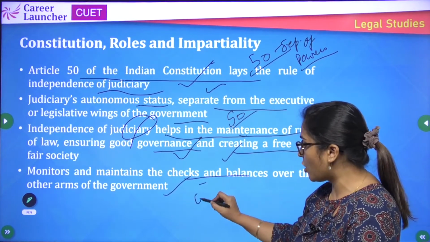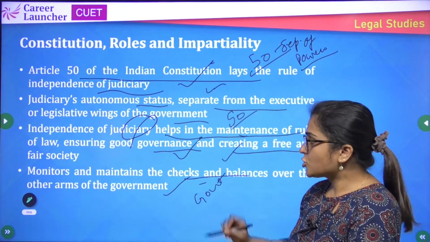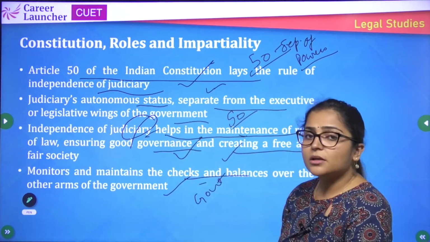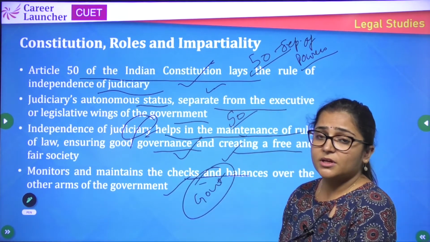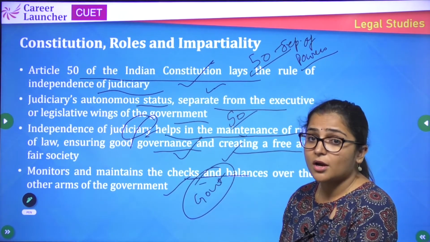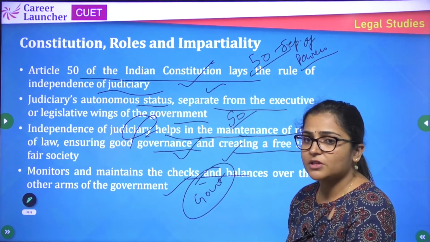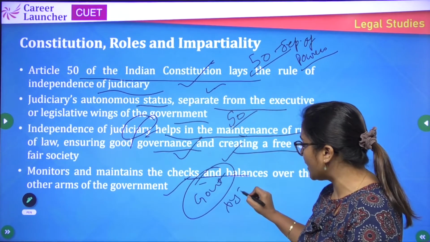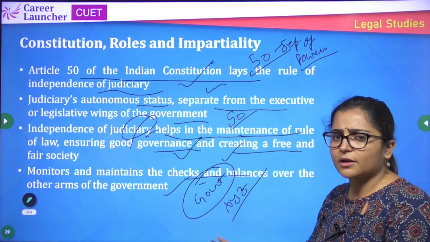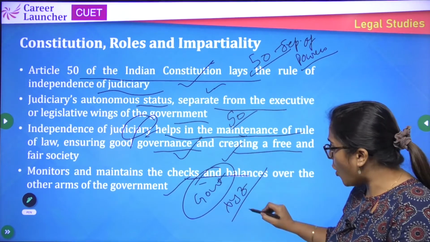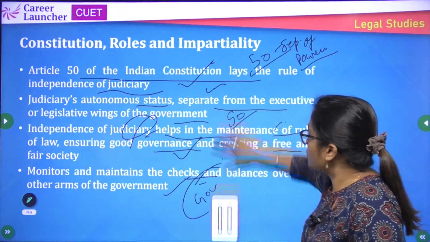Suppose government ने एक law बनाया and that law is violating your fundamental right. So unless and until judiciary is an independent body, वो कैसे check करेगी कि government ने जो law बनाया है, whether it's violating your fundamental right or not? And when they'll check, then only they'll come up with a judgment कि आपने जो XYZ law बनाया है ये लोगों के fundamental rights को violate कर रहा है, so we are nullifying it, we are declaring it as unconstitutional. For all these purposes, independence of judiciary plays a very important role.